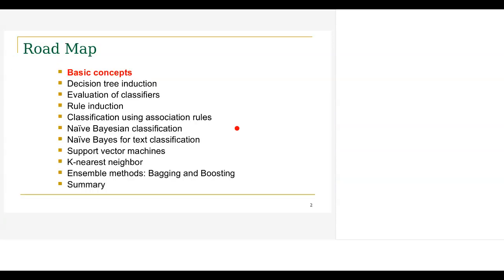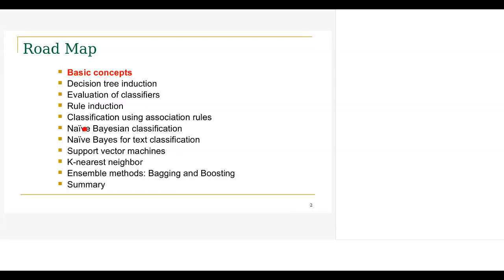The roadmap for this particular algorithm: supervised learning's basic concept, which we will cover today. Next, we are going for decision tree induction, how a decision tree works, evaluation of a classifier, the rules based on this classifier, and classification using association rules, the rules we define in lecture number 4, coming up.